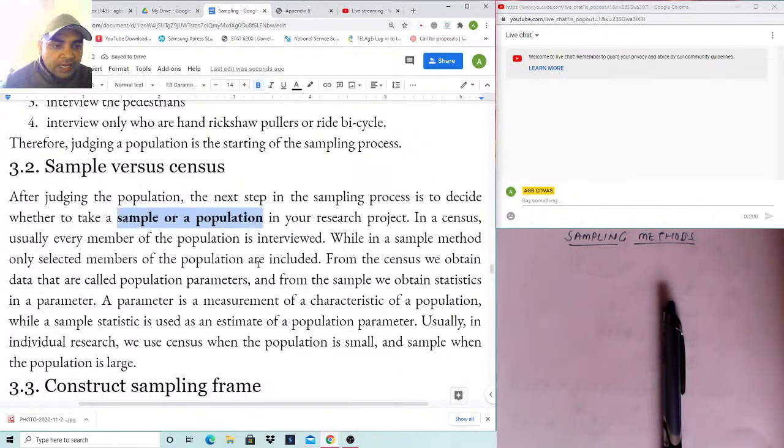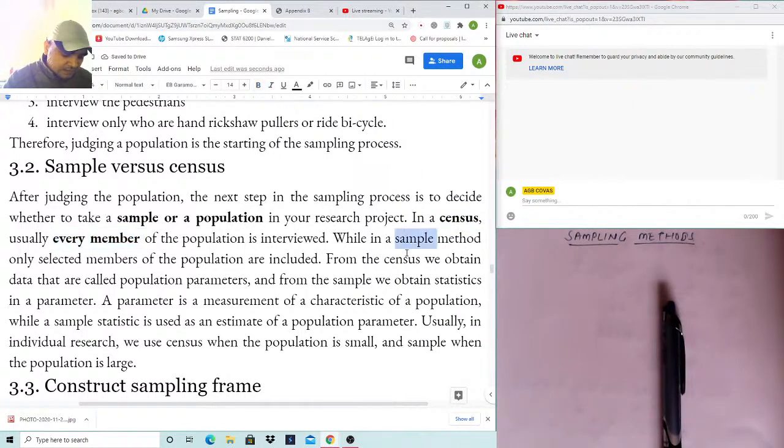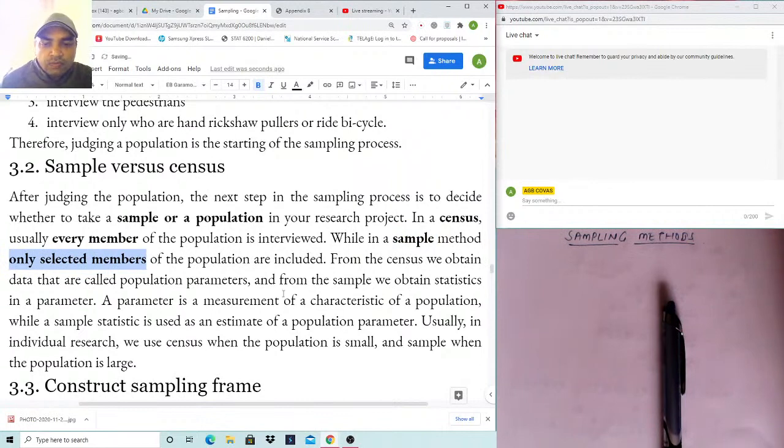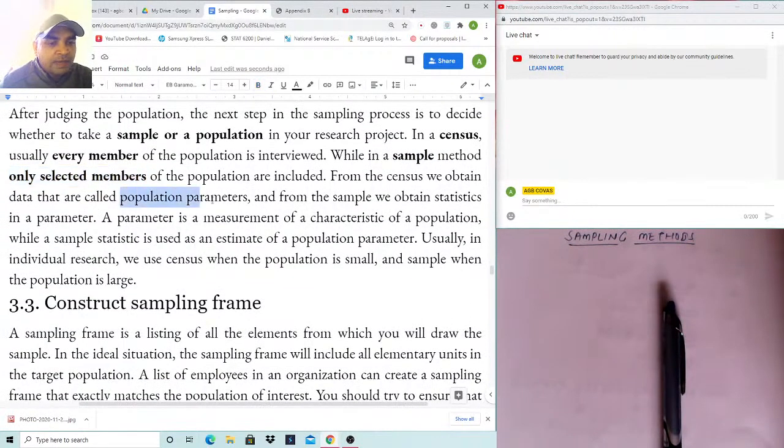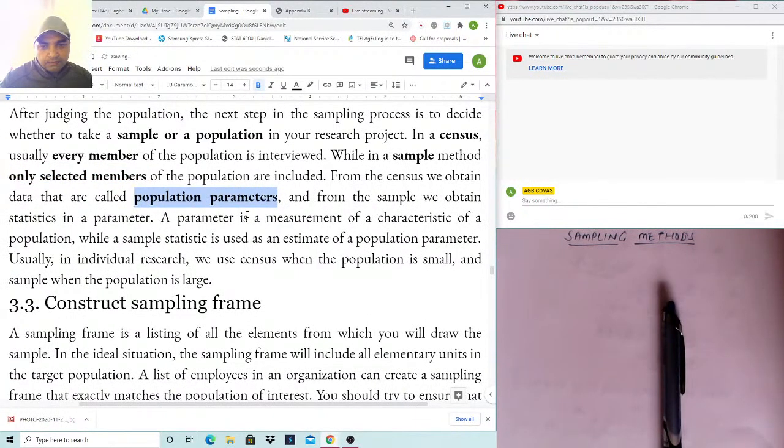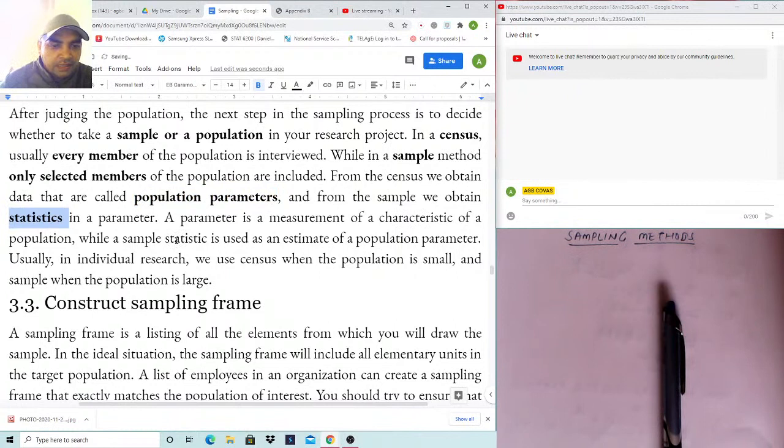Okay. So in a census, usually every member of the population is interviewed, while in the sample method only selected members are. Okay. So in case of census, we usually have every member. And in case of sample, we use only selected members, right? From the census, we obtain data that are called population parameters. Okay. And from the sample, we obtain statistics, right? So a parameter is a measurement of a characteristic of the population, while the sample statistic is used as an estimate of the population parameter.